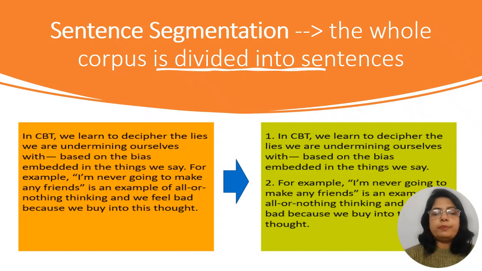The first step, sentence segmentation. Here the whole corpus is first divided into sentences. So if your corpus has different paragraphs, each paragraph is taken up and simply divided into sentences. As you can see here on the left hand side, this is the paragraph and it has two sentences, and sentences always start after a full stop. So after a full stop, we have separated the sentences.